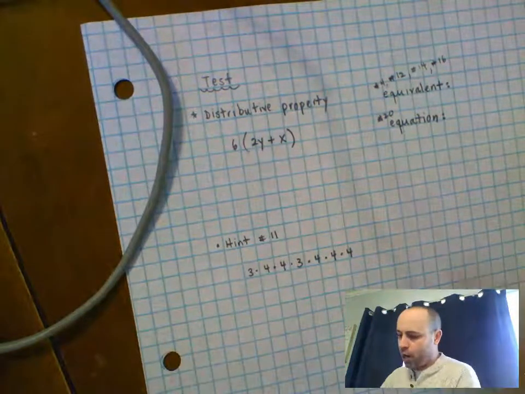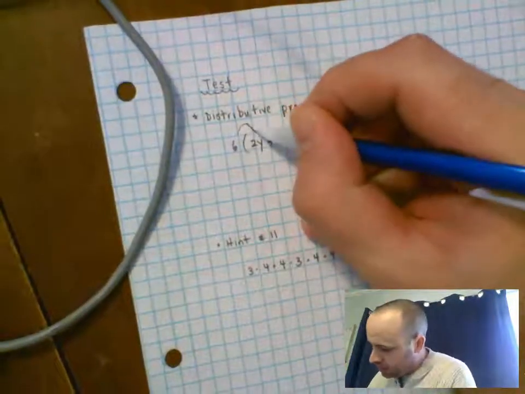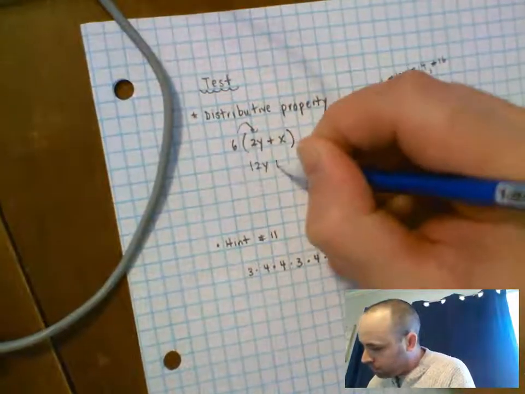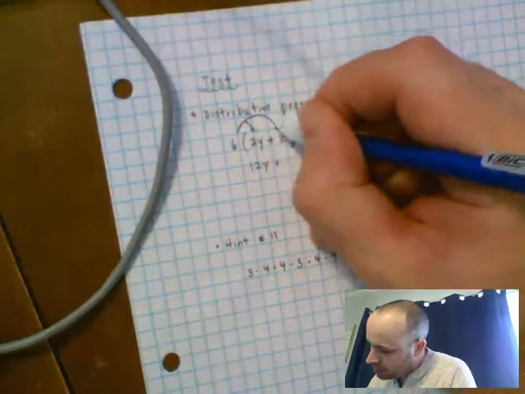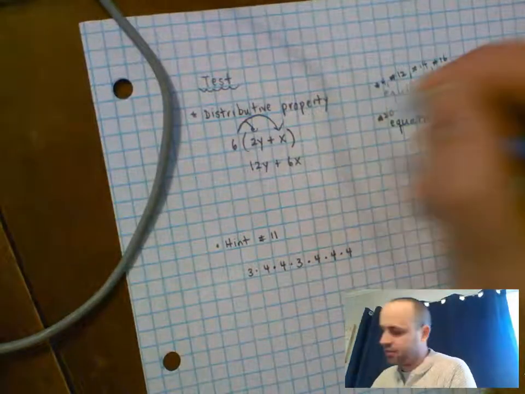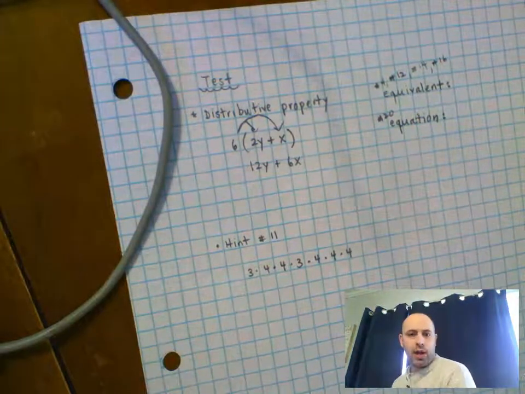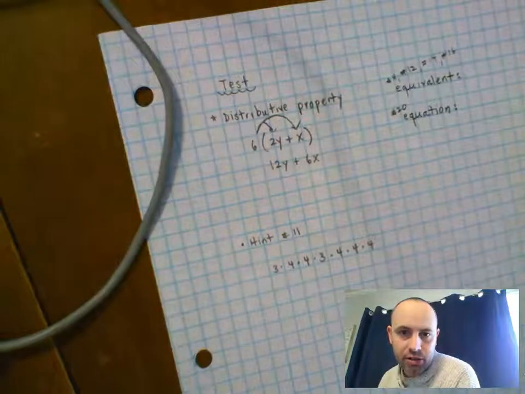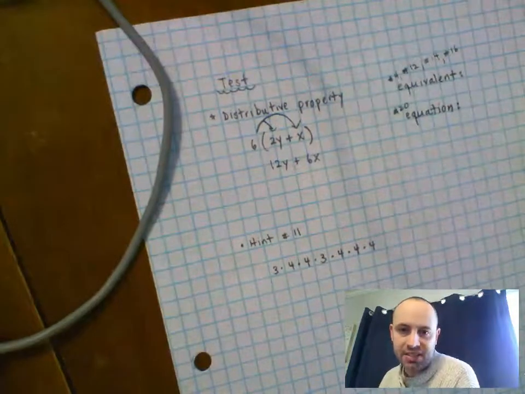The distributive property goes like this. Okay, 6 times 2y is 12y plus 6 times x is 6x. Okay, so that's one way to write the distributive property. Then sometimes I would take down all these notes if I were you. This might take 2 or 3 minutes.